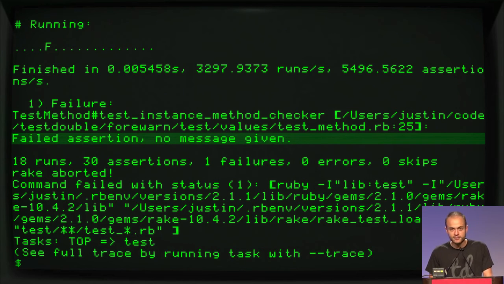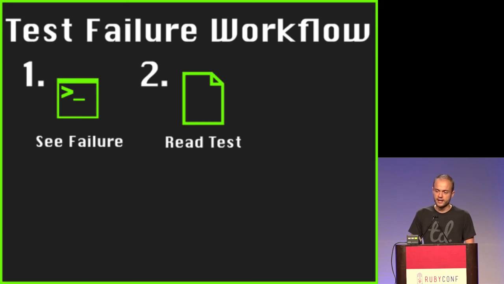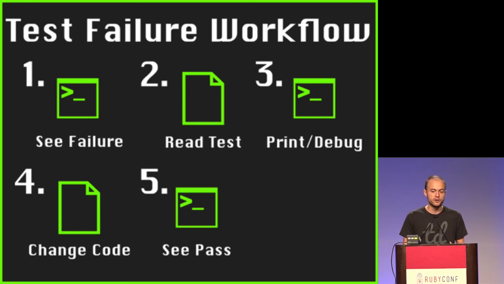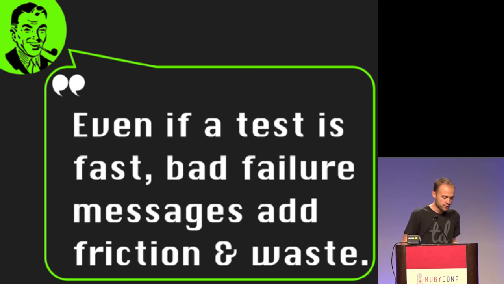On line 25, what's my workflow here to fix this? Well, I've got to see the failure, and then I've got to open up the test, find that line. I've got to put in a print statement, or I've got to debug to figure out what the expectation was, what the actuality was. Then I can change my code, and then I can see it pass. And then at that point, I need a coffee break because it's been 20 minutes. And that's my workflow. It's super wasteful every single time I see a failure in that particular project. So even if a test is fast, we pride ourselves in fast tests, bad failure messages provide so much friction and waste that they can easily offset how fast your test suite is.